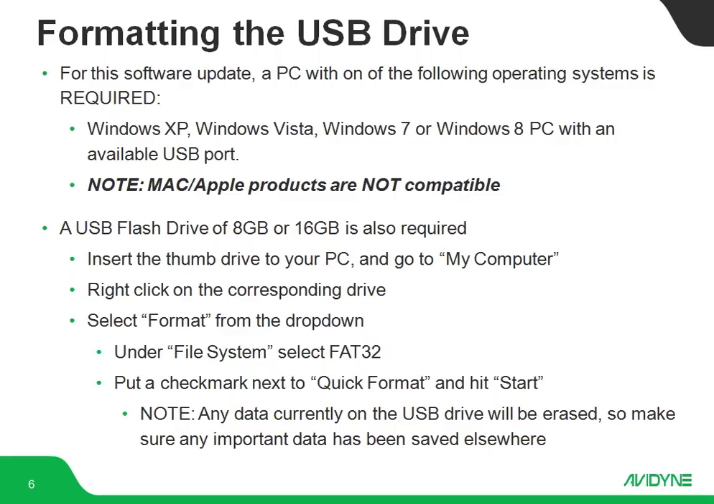Put the thumb drive in your computer, go to My Computer, right-click on the corresponding drive, select Format from the drop-down. Under File System, we're going to select FAT32. It has to be formatted to FAT32 for these IFDs. Put a check mark next to the Quick Format and hit Start.